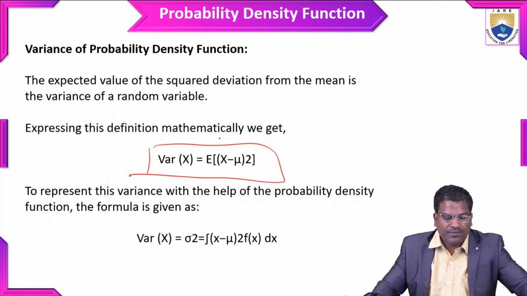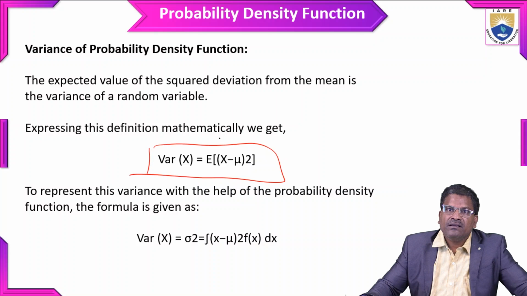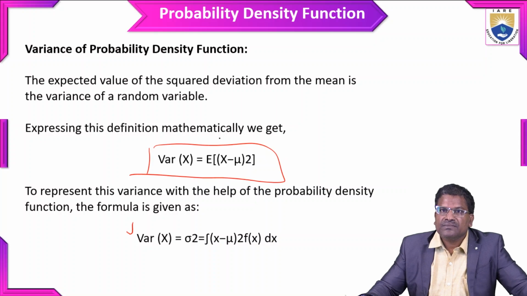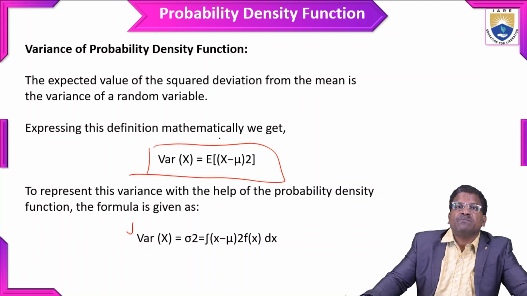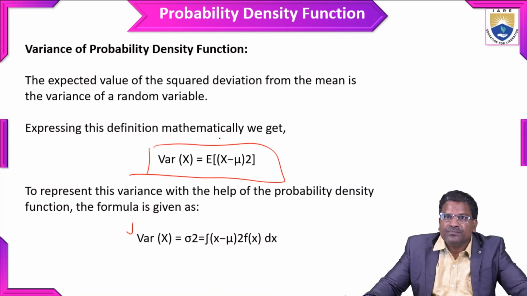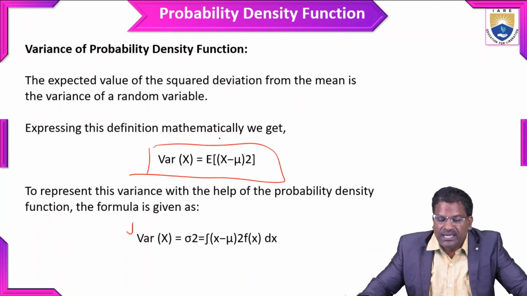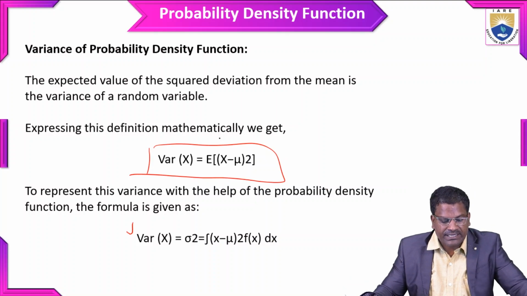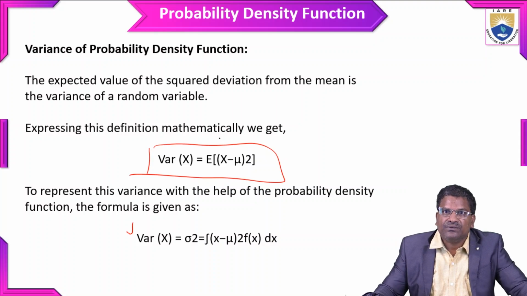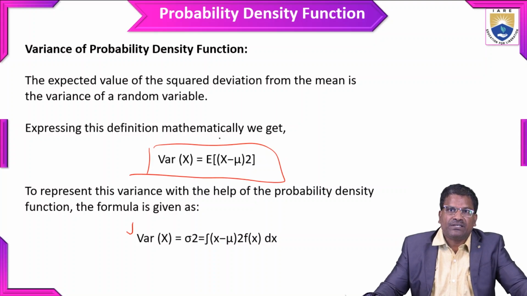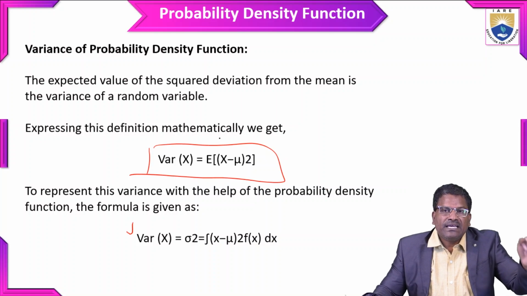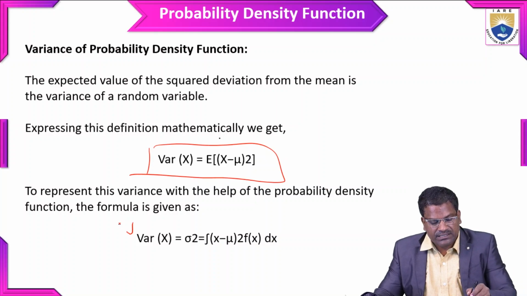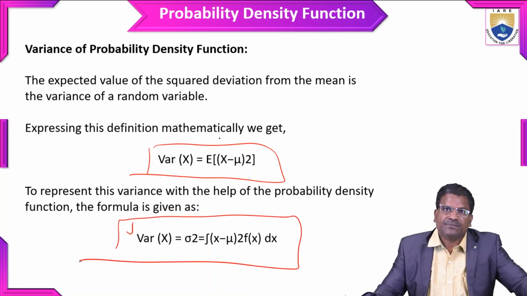Elaborately, this can be written as variance of x, mathematically sigma square, is equal to integral of (x minus mu) whole square into f of x dx. So variance of x is equal to sigma square is equal to integral of (x minus mu) whole square into f of x dx. It is called variance.